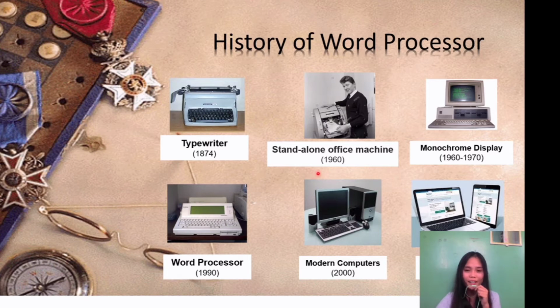Next, in the 1960s, a word processor was a stand-alone office machine with a keyboard, printer, electric typewriter, and a recording unit. It used either a simple dedicated computer processor or a floppy disk. Then, during the 1960s to 1970s, the features and designs gradually changed as technology advanced. They had a monochrome black and white display and were able to save documents on diskettes or memory cards.